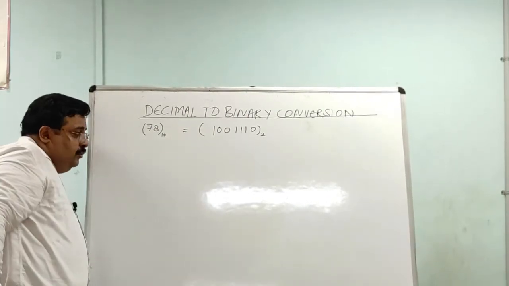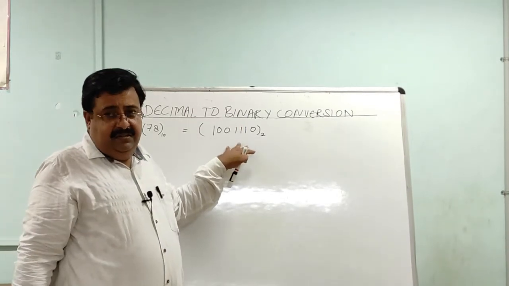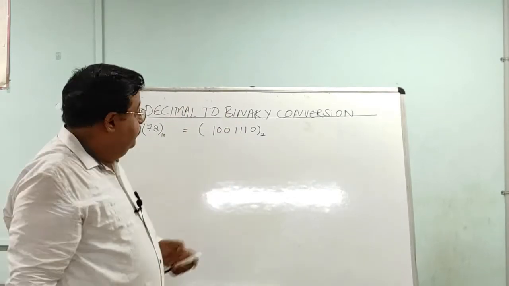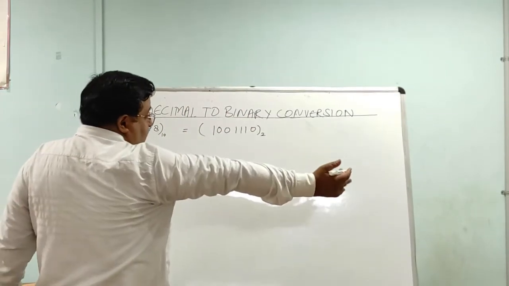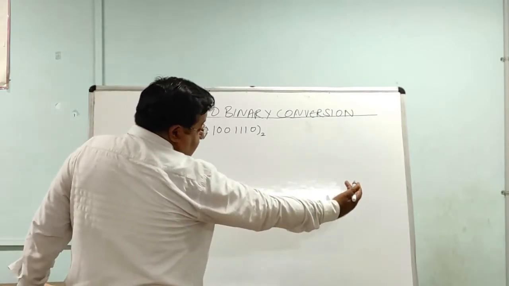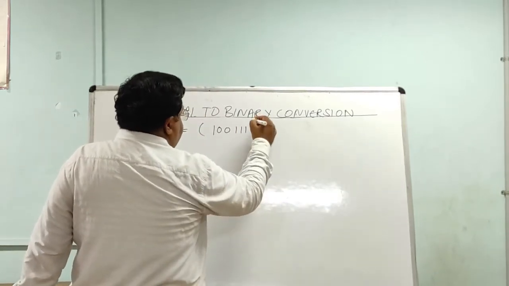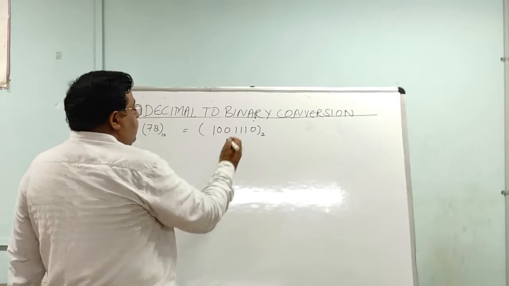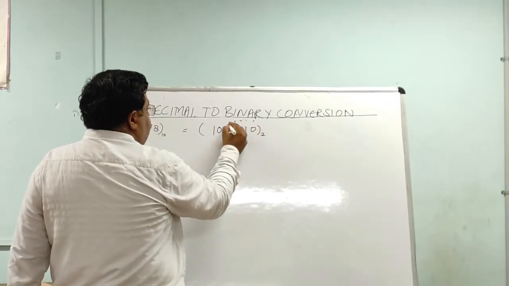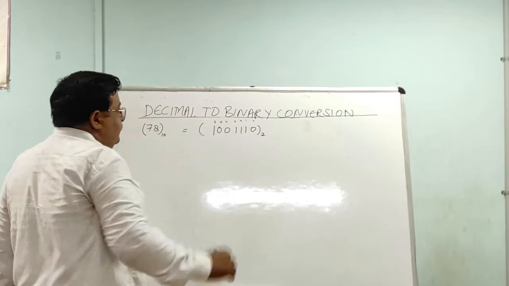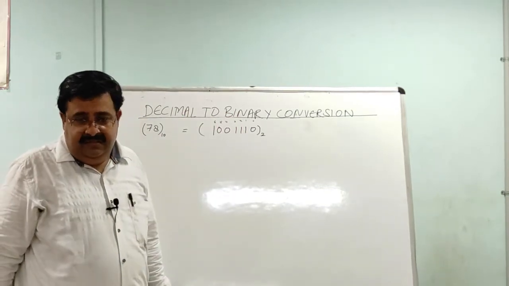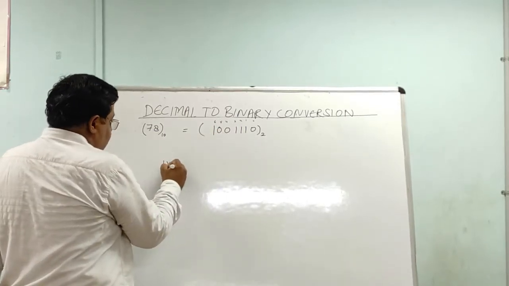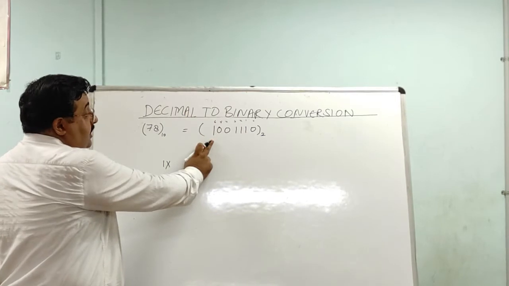Now if I have to convert a binary number into decimal, then what I have to do? Starting from the right hand side, I will put a 0, then 1 2 3 4 5 6, like this I will write. Then I will write 1 into, I will start from the leftmost side.